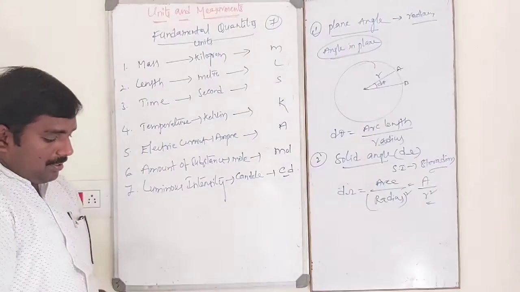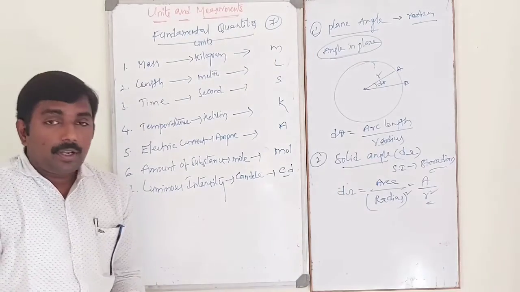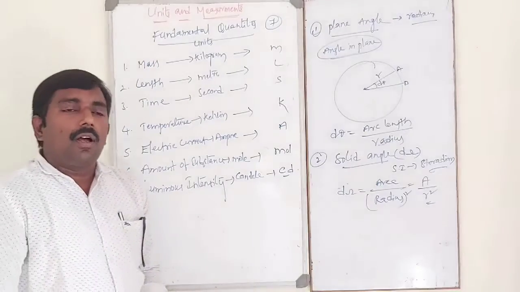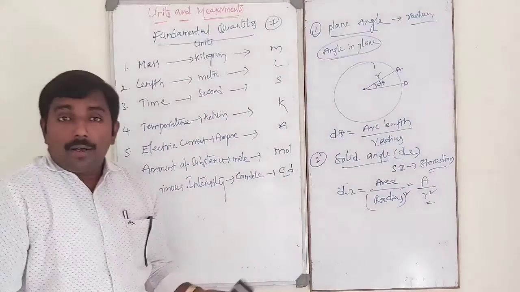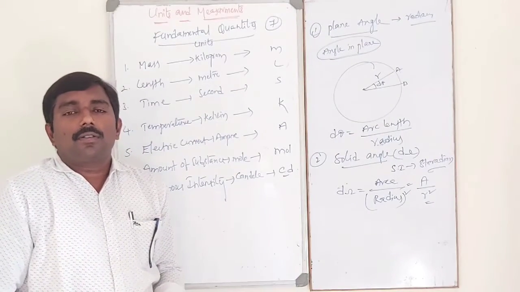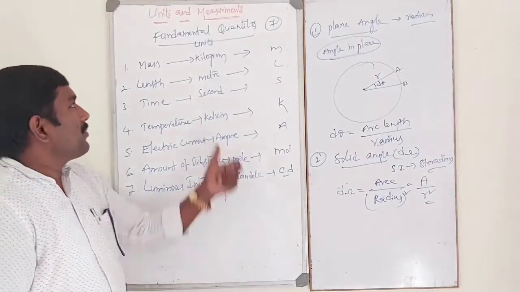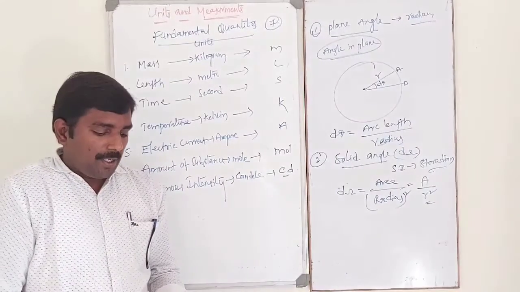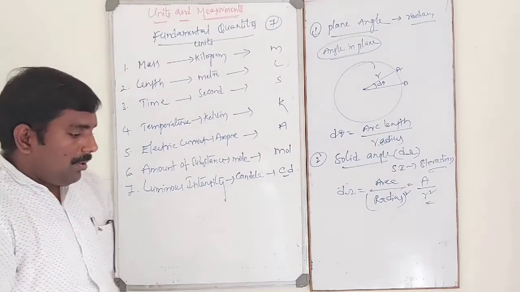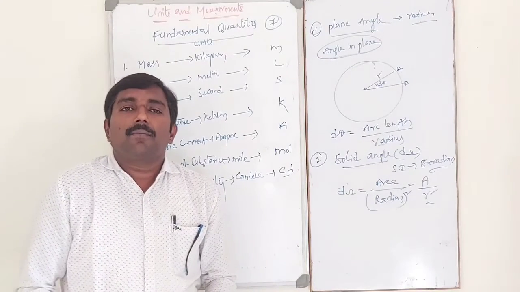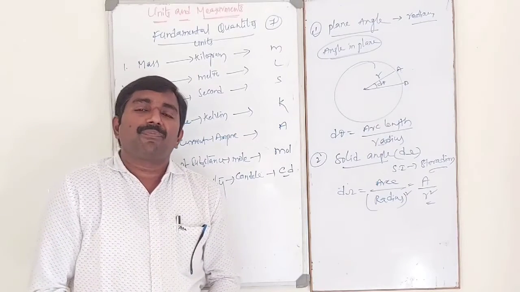Mass of ordinary bodies is measured by a common balance, which is used in grocery shops and provision stores. Mass of big bodies like planets and stars is measured using Newton's gravitational law. Mass of subatomic particles is measured by the mass spectrograph method. Mass of subatomic particles like proton, neutron, and electron is expressed in atomic mass units.